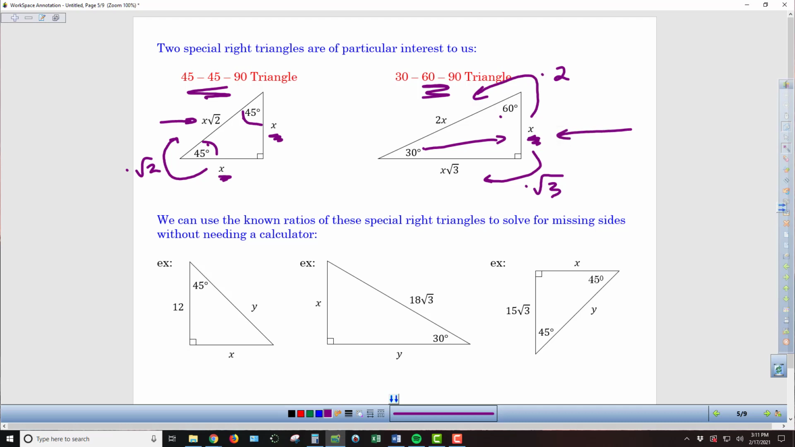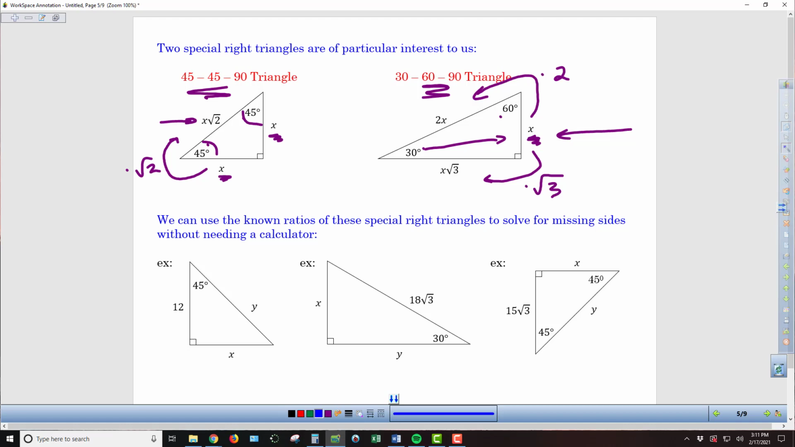And so what this means for us is if we only know one of the three sides, we can figure out the other two. Under most circumstances, we need to know two of the sides so that we can use the Pythagorean theorem to figure out what the third missing side of a right triangle is. But for these two triangles, following these two patterns, we can find both missing sides having been given only one.